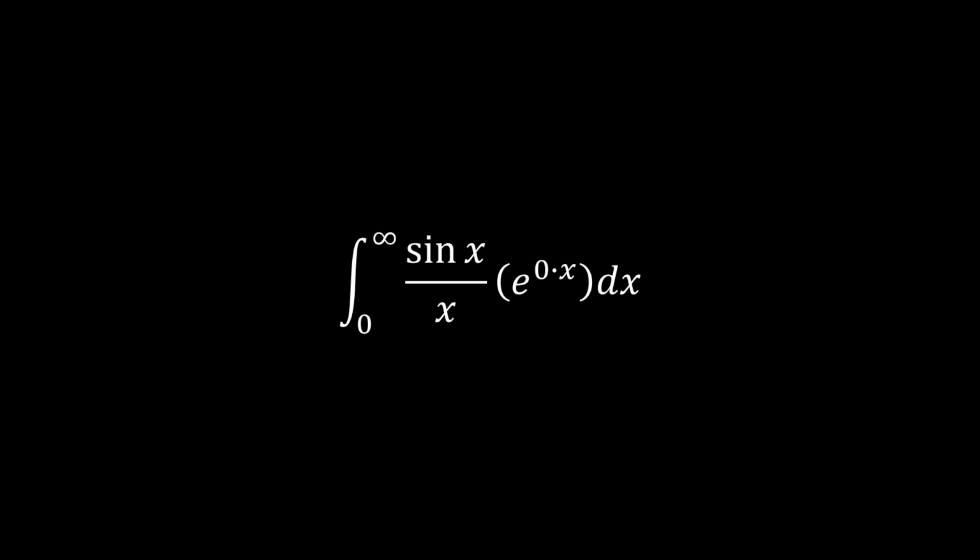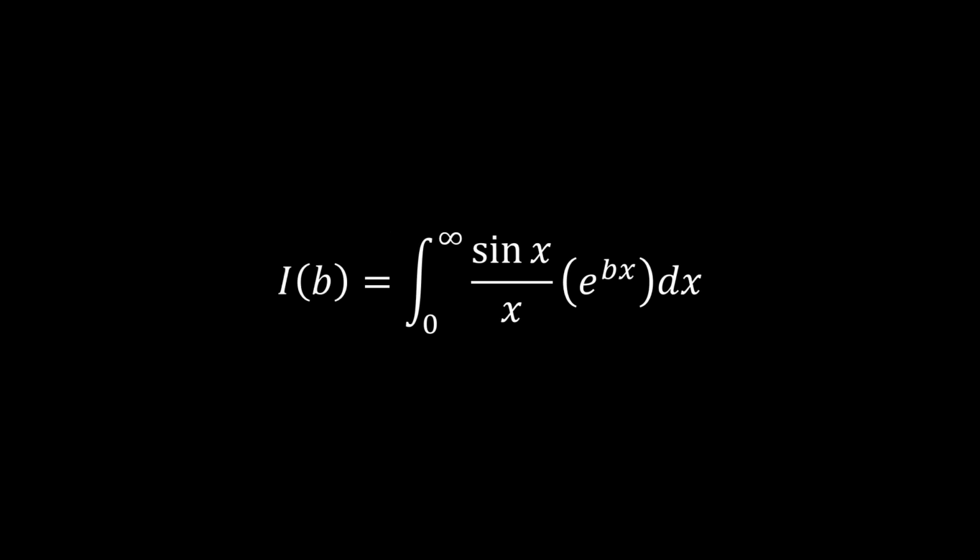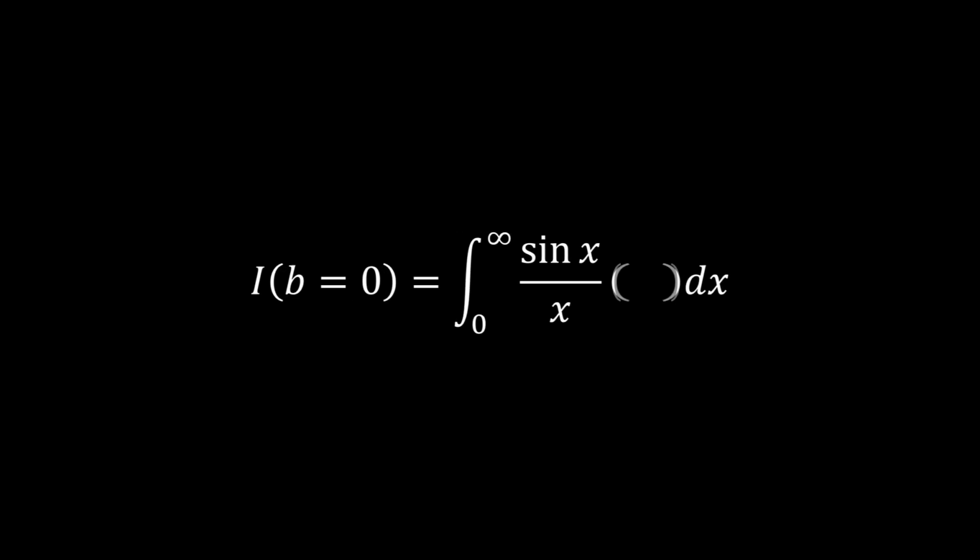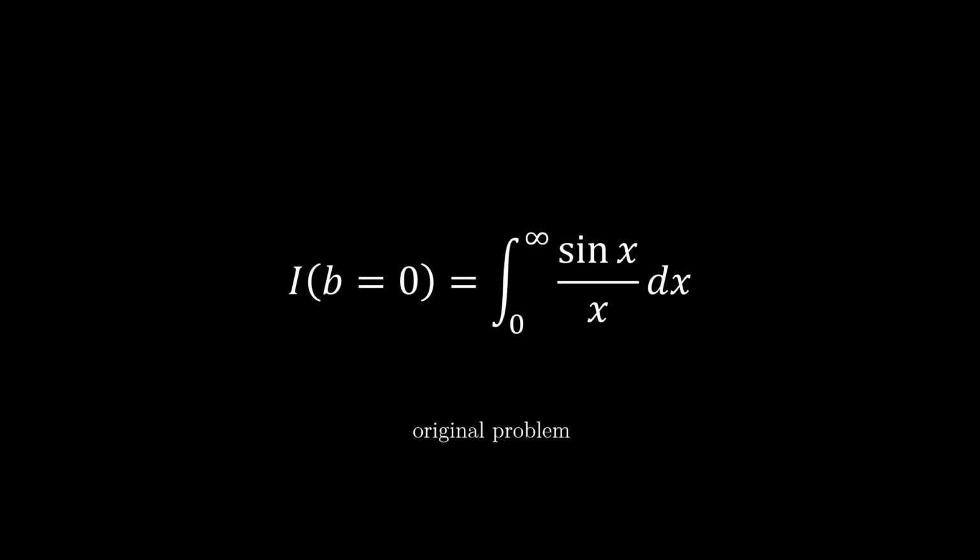What we are now going to do is allow ourselves to write the same integrand in an even more generalized form. Let us replace 0 with the parameter b, and think of the value of this new integral as a function of this parameter, which we will call I of b. We also acknowledge that when the parameter b is 0, the value of I is simply equal to the original problem statement, the integral of sine of x over x dx.